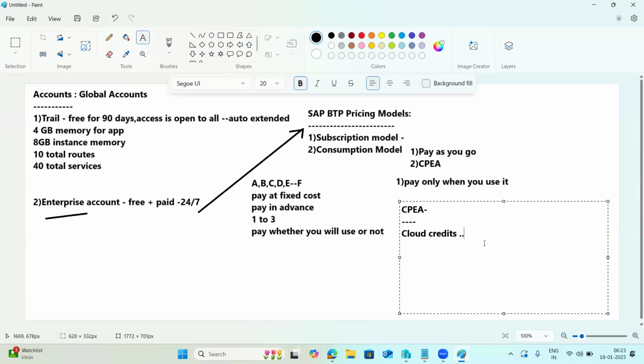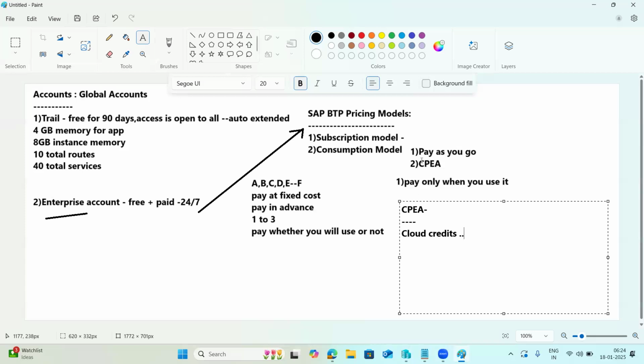Suppose, for example, whenever you shop, you get some credits. Those credits we can use for the next recharge, or they are auto-deducted from those credits. The CPEA model is the same type. It's a prepaid investment in cloud credits for the contract duration with annual commitments. We have to consume the BTP services and so on.